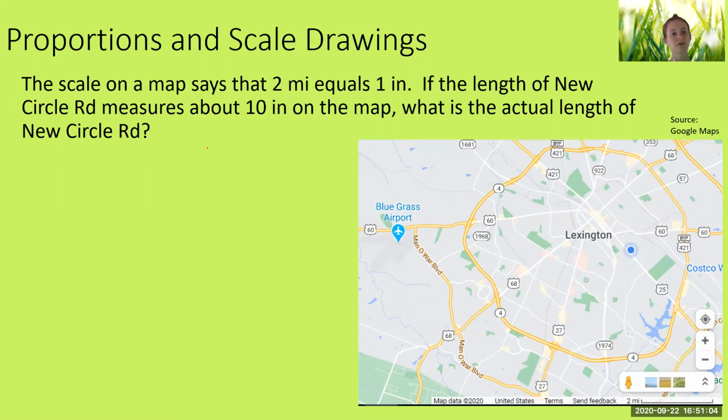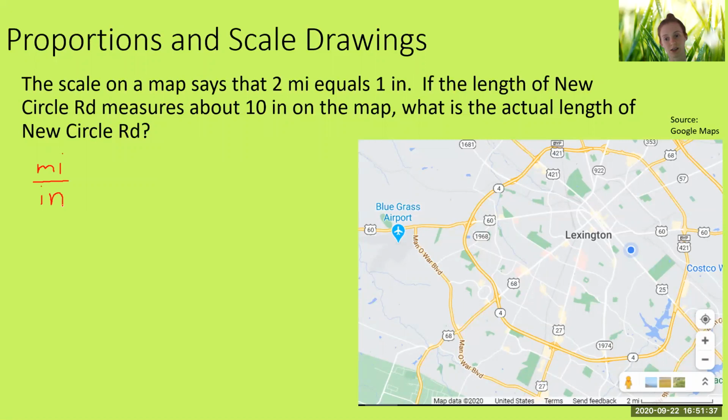So here it says the scale on a map says that 2 miles equals 1 inch. But right away I see that this problem is comparing miles and inches. If the length of New Circle Road measures about 10 inches on the map, what is the actual length of New Circle Road? So this is an actual map of Lexington here.